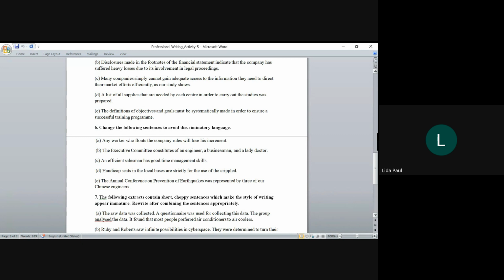Okay. All right. Any question there? Understood? Okay. The last one. The annual conference on prevention of earthquakes was represented by 3 of our Chinese engineers.